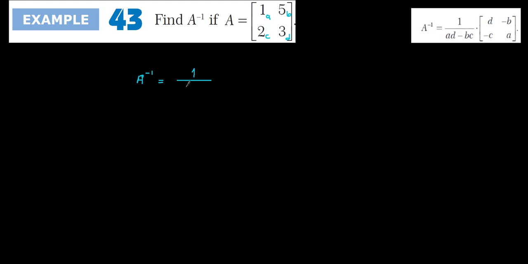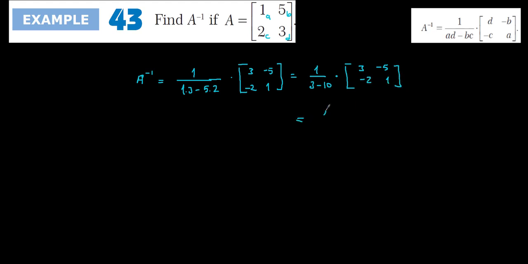So 1 over A times D, 1 times 3 minus 5 times 2, minus BC, then A and D are going to switch their places, 3 and 1, and minus 5 and minus 2, 5 and 2 are going to change their signs only, and here 1 times 3, it's equal to 3 minus 10, then this is going to be equal to 3 minus 5 minus 2 and 1.